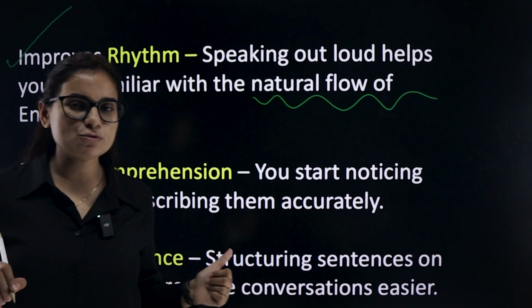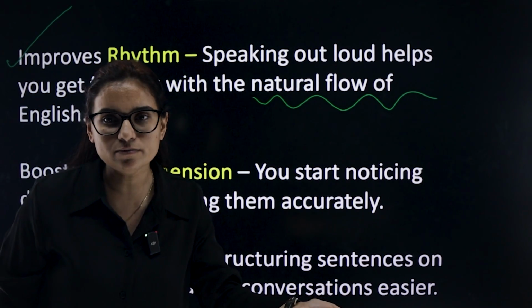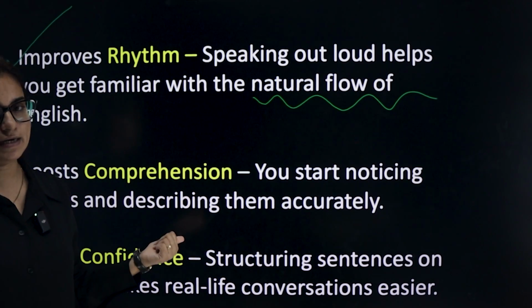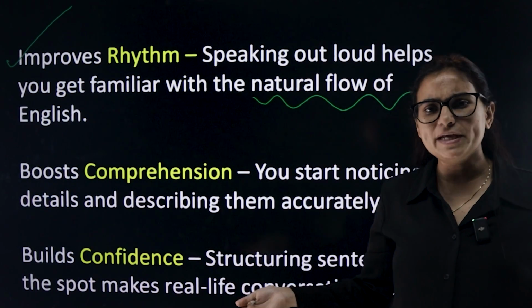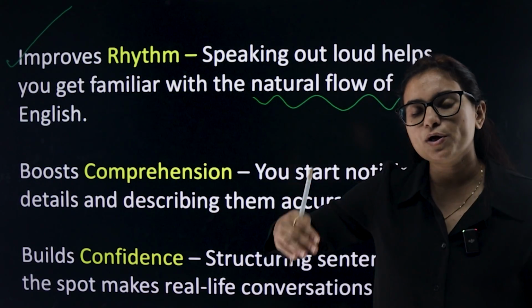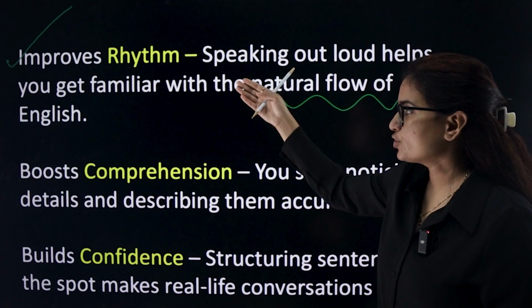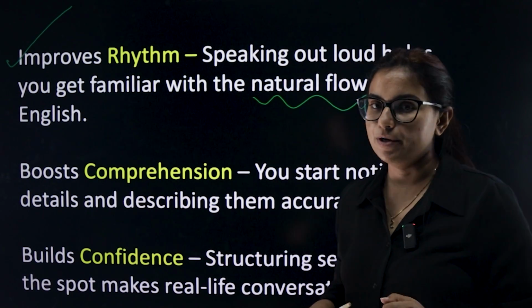Hindi cannot be spoken like English. English cannot be spoken like Malayalam. Telugu cannot be spoken like Kannada. Or Marathi cannot be spoken like Odia. Every language has a rhythm. And if I want to work on my English rhythm, I should do a description exercise and then I have to do it out loud.